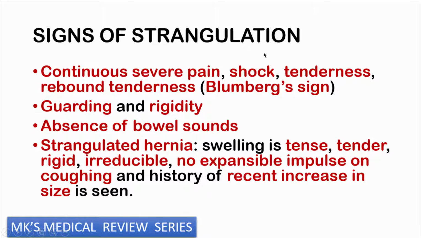So signs of strangulation, like I already told you: you may get this continuous severe pain. There may be features of shock. There may be tenderness as well as rebound tenderness, what is referred to as Blumberg's sign. You may have guarding and rigidity. You may have absent bowel sounds.